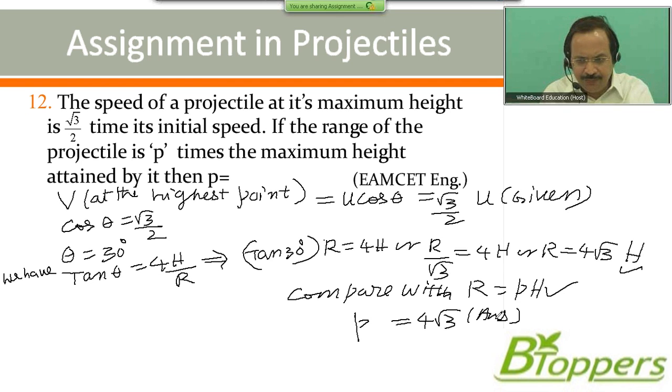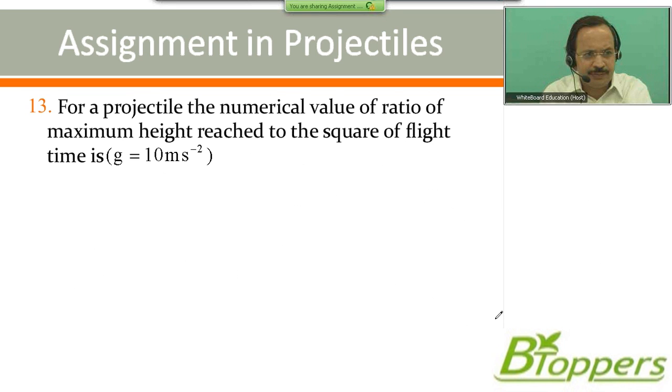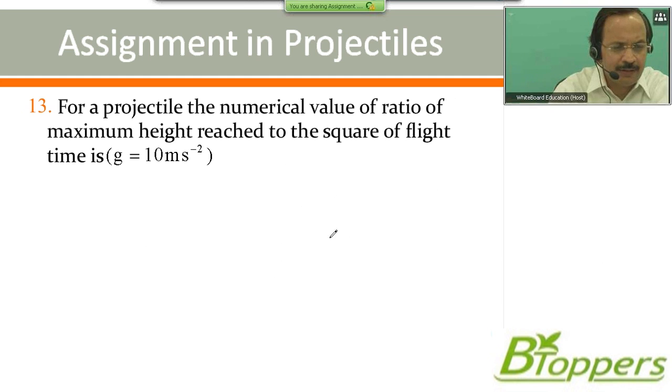Next, I would like to show you question number 13. For a projectile, the numerical value of the ratio of the maximum height to the square of the time of flight is, g equal to 10 meter per second square.